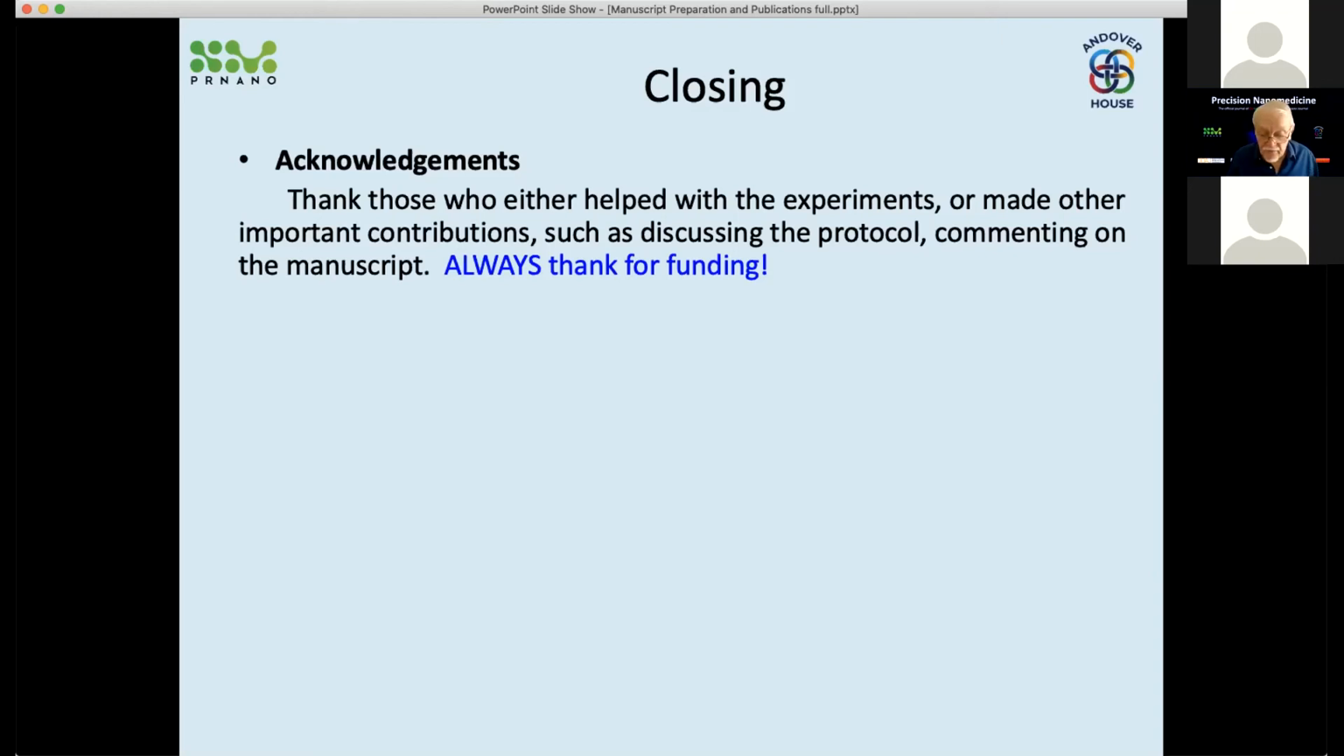Always thank for funding. Databases now track this funding, and funding officers, project officers, they need to show that they spent the money wisely. So these acknowledgements go back to the agency, and it gives you a better chance to get continued funding.